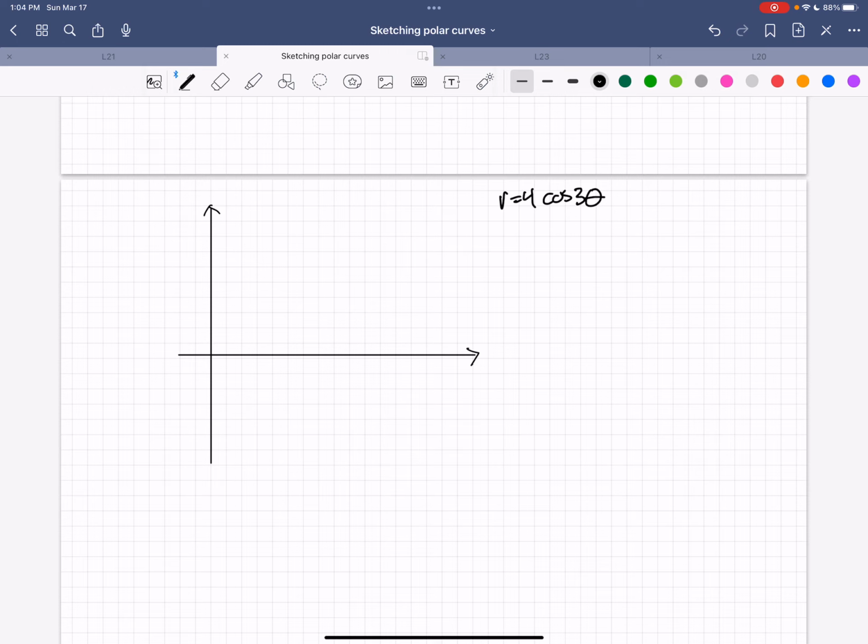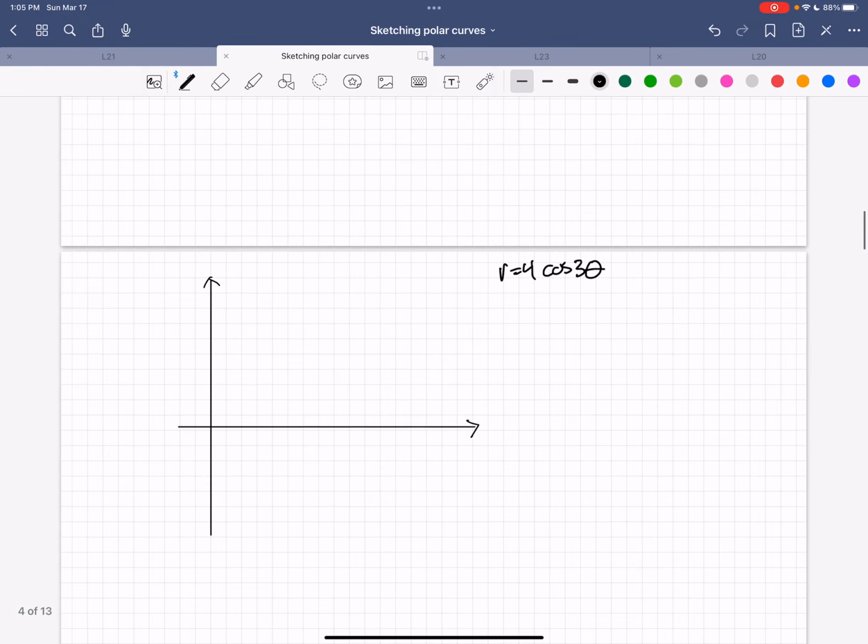All right, now r is equal to 4 cos 3 theta. So 3 theta means that our period, instead of being 2 pi, is 2 pi over 3. And also the 4 in front, okay, I'll write that out. So the period is going to be 2 pi over 3, and this 4 means that the amplitude is 4.